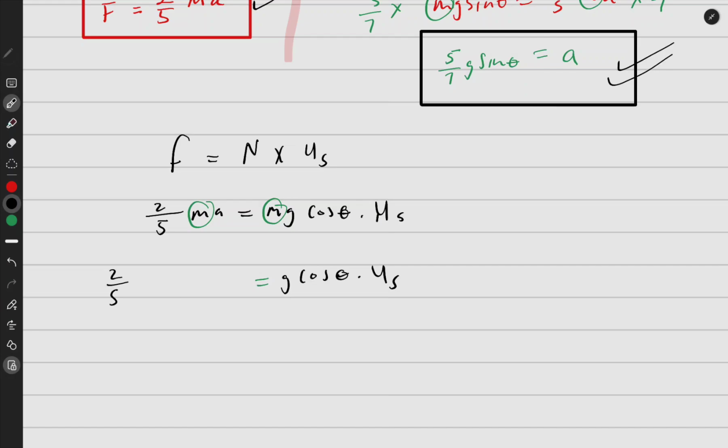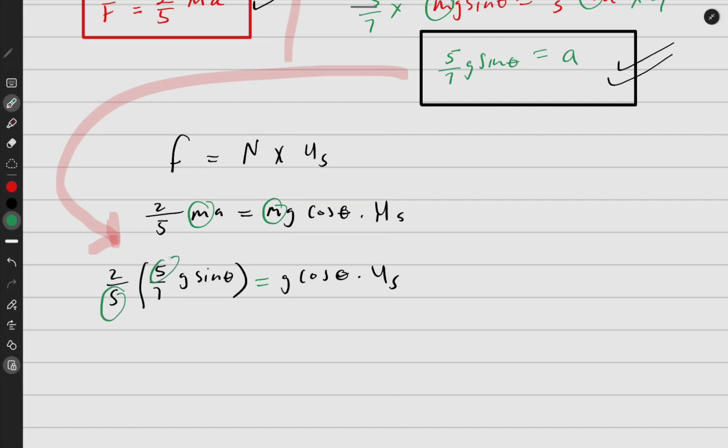So I'm copying this equation from here. This is the equation I'm trying to plug here, and if I plug it, I'll have 5 over 7 g sine theta. That should equal the acceleration. And again, I'll look for something that is common now. This 5 and this 5, this g and this g. That's good. And now I'm left with cos theta this side and mu s, and this side I'm left with that 2 and that 7, and here only sine theta.